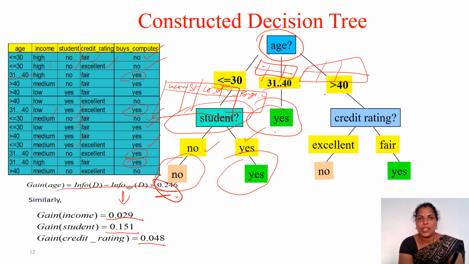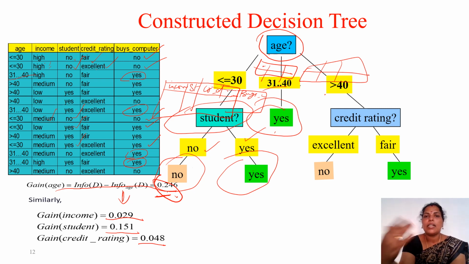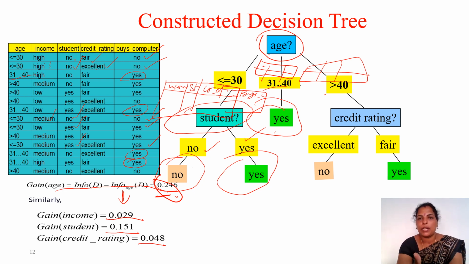ID3 is for information gain. The attribute selection measure in ID3 is information gain. So this algorithm constructed a decision tree like this for the given data. Using this, how can we predict or classify data? Suppose some unknown data comes in. At that time, we can pass on the values: if age is this value, student is this, and credit rating is this, then we can classify it as yes or no.